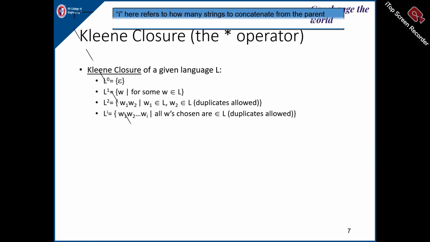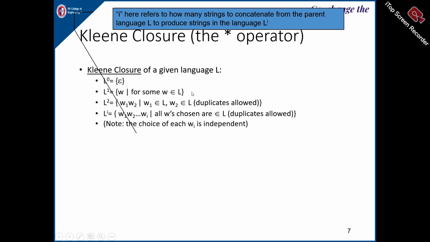Next is the Kleene closure operator, which is represented by L star. Before that we have to see the powers of a language. L0 is nothing but the empty string. L1 is the set of strings W where W belongs to L, and L square is W1 W2 such that W1 and W2 both belong to L. That means you concatenate two strings from L, and you get L square. Similarly, L raised to i means W1 W2 up to Wi, where each of these Wi is from L.